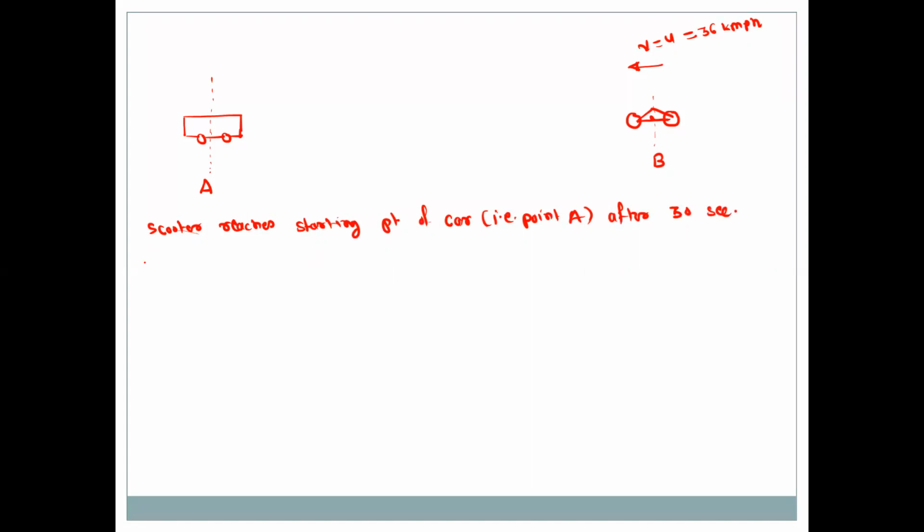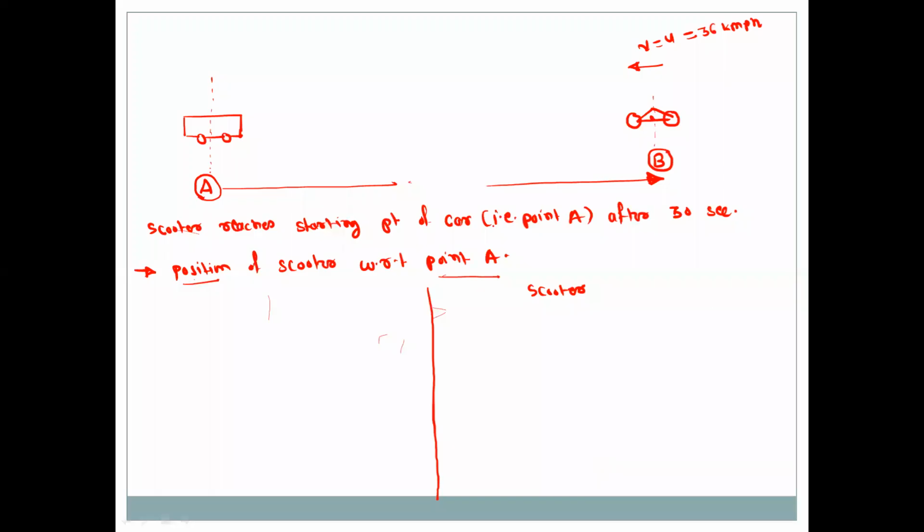So from this information, we can find out the position of scooter with respect to the point A. Okay. So how we can find out this position? So consider the motion of the scooter and motion of the car. Okay, for the scooter, we know its final speed is equal to its initial speed, that is a constant speed, which is equal to 36 kmph.